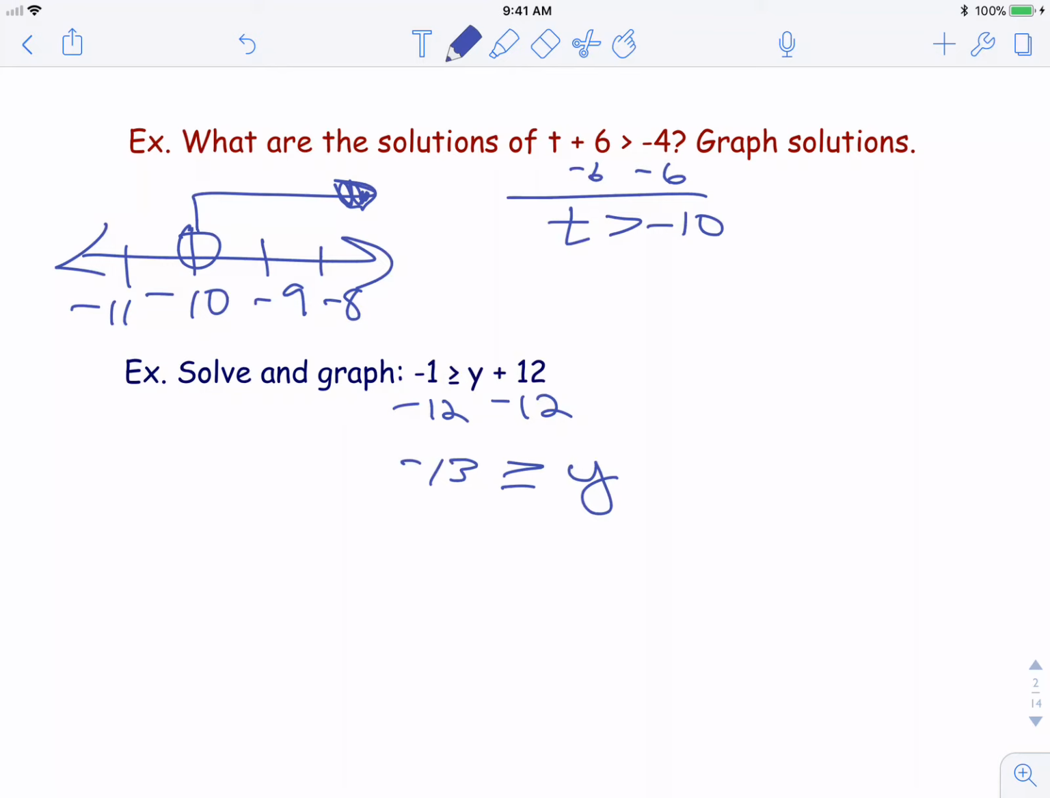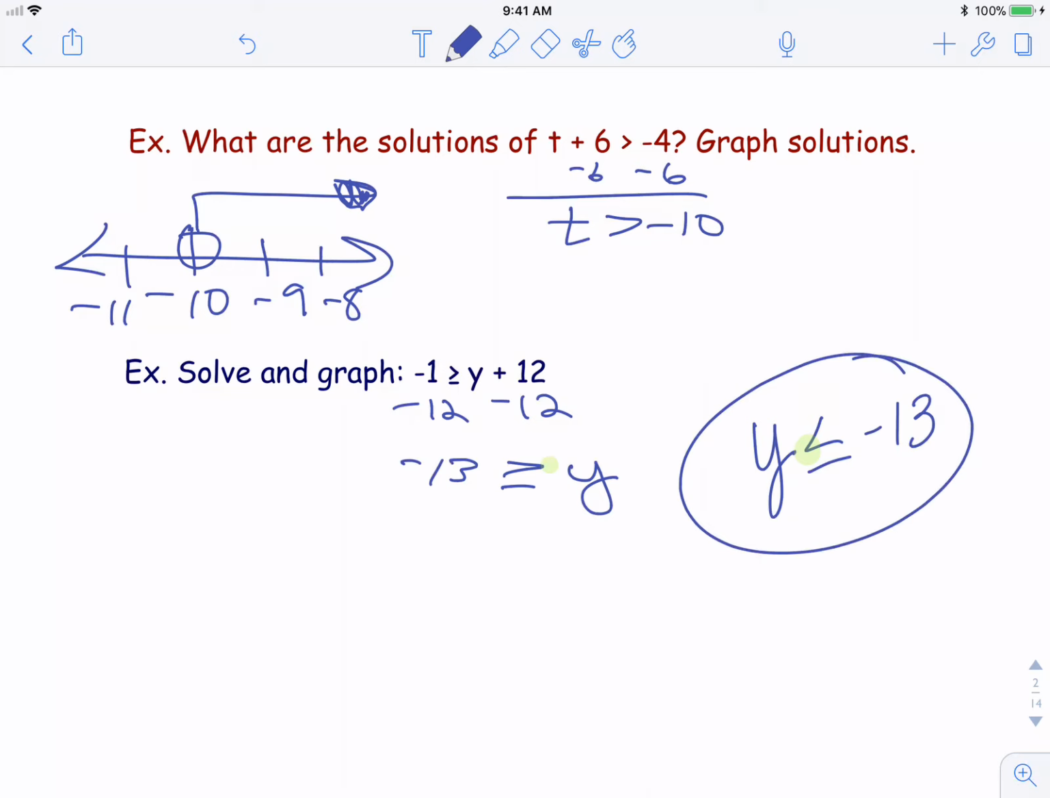So remember, I can rewrite this inequality as y is less than or equal to negative 13. Notice in both inequalities, the smaller portion of my inequality symbol is pointing towards the y. So notice the alligator is eating the negative 13 in both of them. So that shows me that those are the same true inequalities. The reason why I rewrote it this way is because then that helps me draw it on a number line.